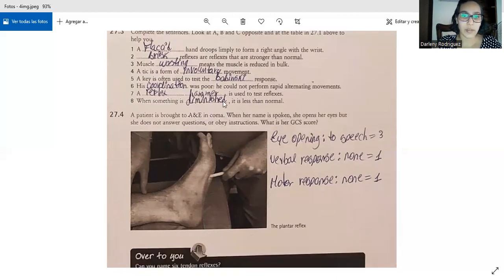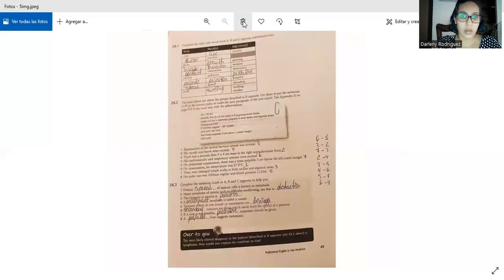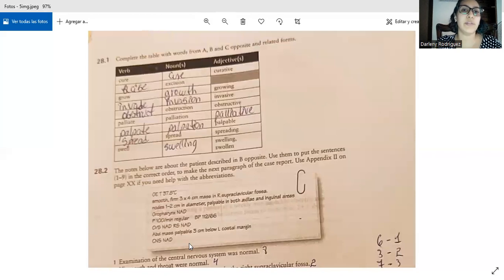So, the next chapter is 28. Point 1. Complete the table with words from A, B, and C opposite. Verb, cure. Noun, cure. Adjective, curative. Excise, excision. Grow, growth, growing.